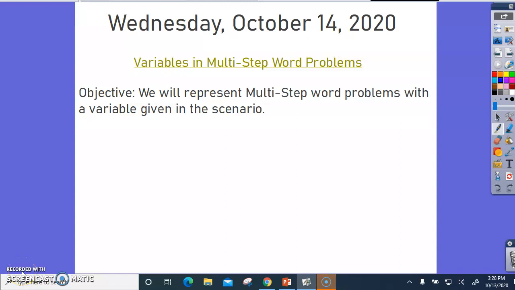Hey, fifth grade, welcome back to math. Today is Wednesday, October 14th, 2020. We are still talking about variables inside of multi-step word problems. Today, we will be representing multi-step word problems with a variable given in the scenario.